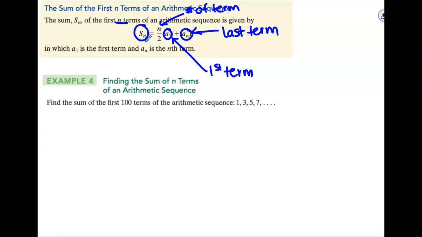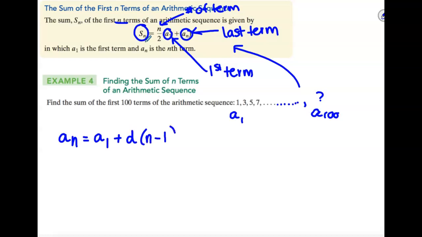So example 4, find the sum of the first 100 terms of this sequence. So the value of term 1 is 1. And then we have a pattern of 1, 3, 5, 7, and then dot, dot, dot. And we need to find the value of the 100th term in order to use this formula up above. So in a previous video, we worked with the general formula. So the general formula is A sub n equals A sub 1 plus D times the quantity n minus 1. So we want to find the value of the 100th term.